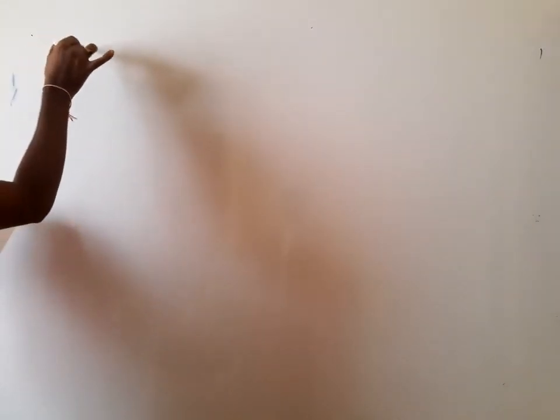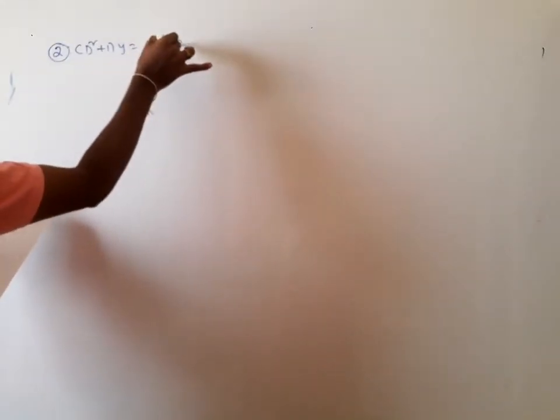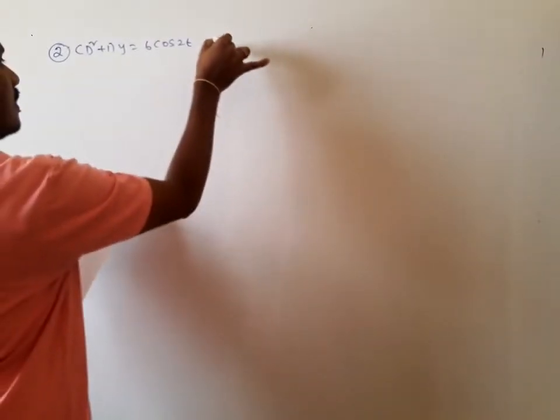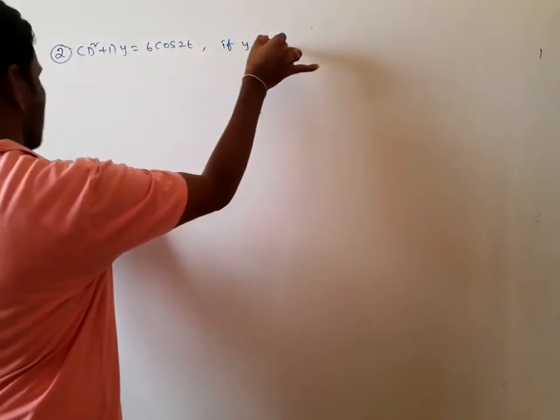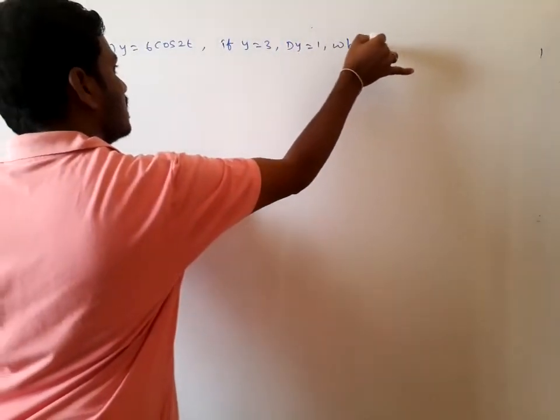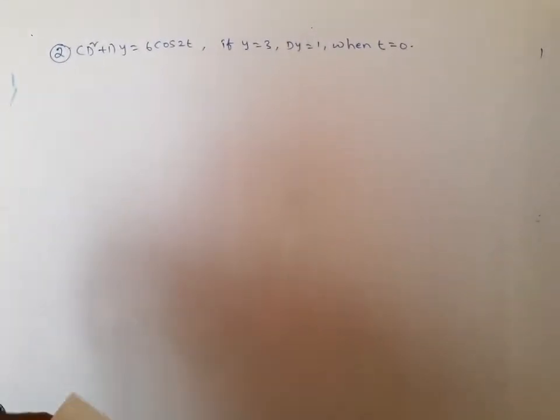Second problem, the same way. (D square plus 1) y is equals to 6 cos 2t, if y is equals to 3, dy is equals to 1 when t is equals to 0. Don't get confused. That is y of 0 is equals to 3, y dash of 0 is equals to 1. So dy is nothing but y dash of t.